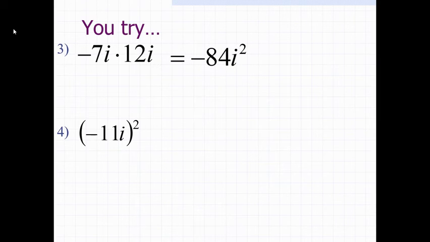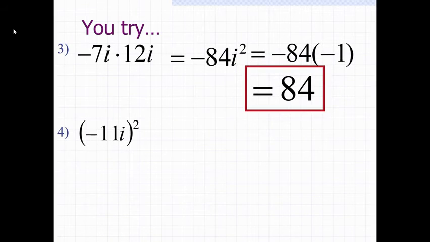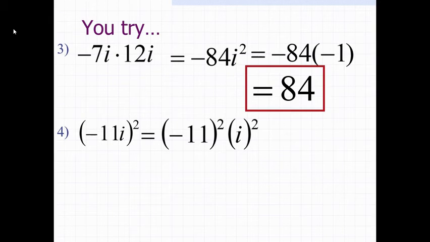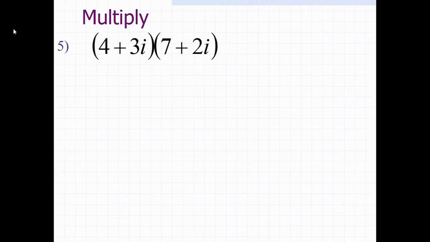That's right. The answer is 84i squared, but the i squared is negative 1, so it's just 84. Here's the second one. So we'll get negative 11 squared and an i squared, right? You find the answer. So we'll get 121 times negative 1 for negative 121.